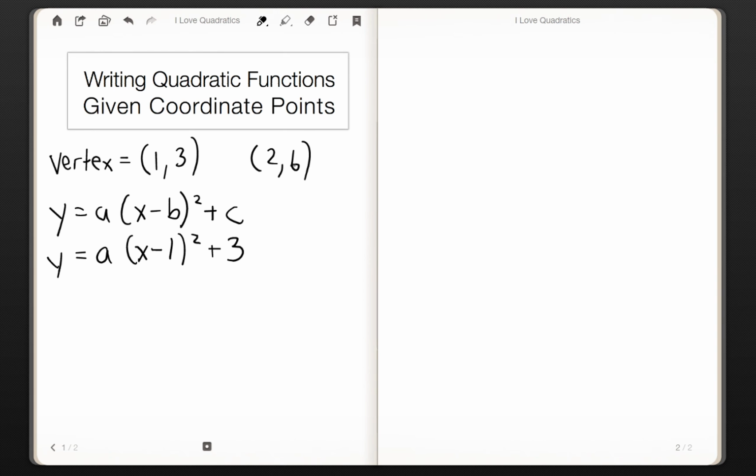It's right here. We're given that the graph passes through 2, 6. So we can just substitute that point right in here for x and y. So if y is 6 and x is 2, we just changed x to 2 and y to 6. And there we go. Now we just have to finish solving this equation.